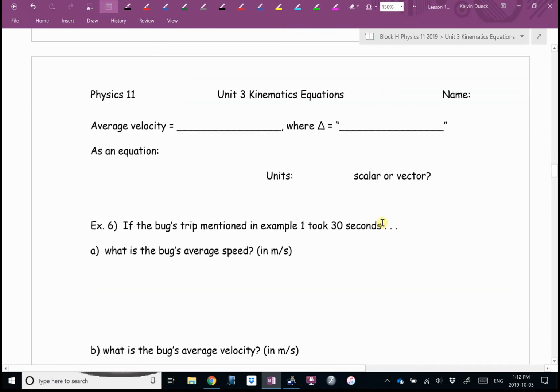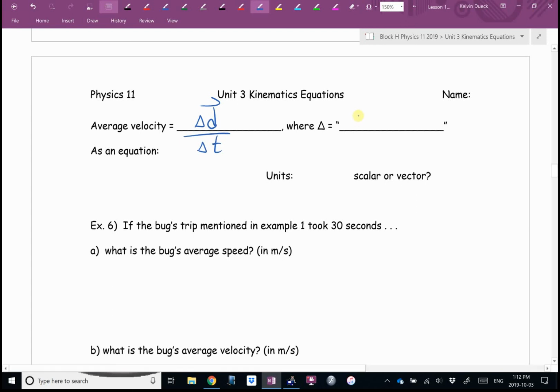Turn the page if you didn't already. Average velocity is going to be the change in the displacement over the change in time. It looks almost exactly like the same equation. No, I put a vector sign.